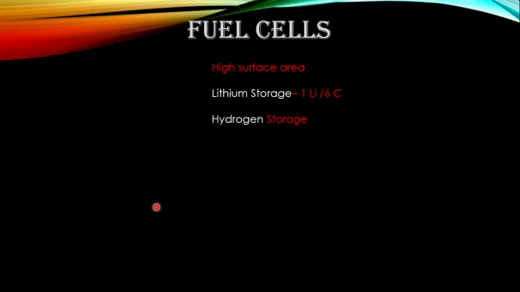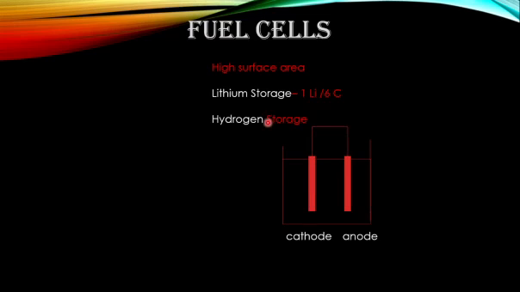And the third application is in fuel cells. Due to the high surface area of the carbon nanotube, it can act as a storage for fuel cells, like lithium storage, hydrogen storage, etc. So you can see for single carbon, that is a ring of carbon, a hexagonal ring, it can store up to 1 lithium. Similarly, it can also be used for hydrogen storage.